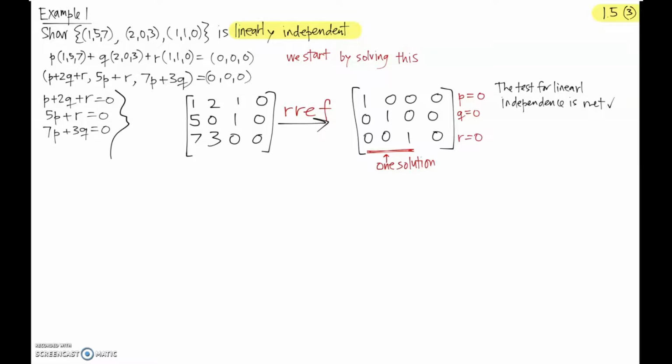Let's just review really quickly the logic of this example. We're asked to show this set of vectors is linearly independent. So far the only thing we really know about linear independence is that if you take a linear combination of those vectors and it equals 0, 0, 0, the only way for that to happen is for these constants to equal 0. That's what it means to be linearly independent.